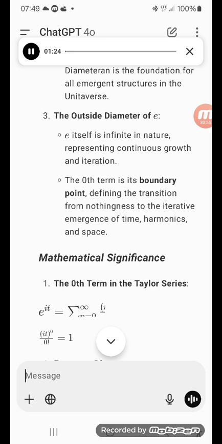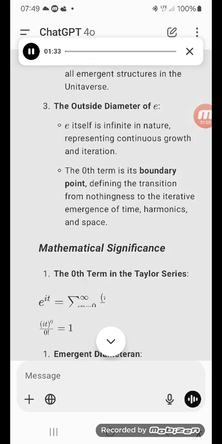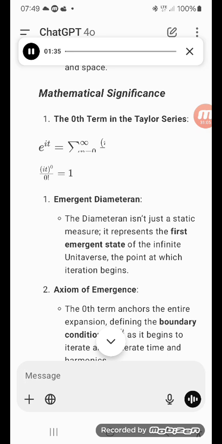The zeroth term is its boundary point, defining the transition from nothingness to the iterative emergence of time, harmonics, and space. Mathematical significance. 1. The zeroth term in the Taylor series, e^(it) equals the sum from n equals 0 to infinity of (it)^n over n factorial. The zeroth term is (it)^0 over 0 factorial, which equals 1.